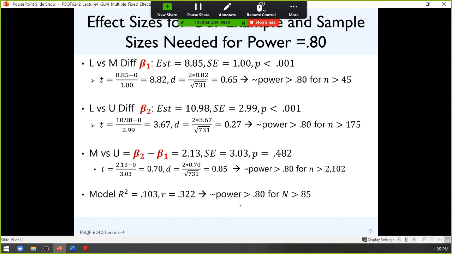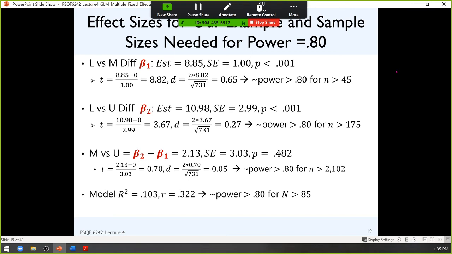So even in this fairly straightforward example where I only have one predictor, there's at least 4 effect sizes here that I would be interested in finding enough power for. So it is much more complicated in practice to try and figure out how many people you need because you have all of these competing demands. If I wanted to make sure I had power for everything, then I would go with the smallest effect size and I would recruit 4,000 people for my study. Not very practical.